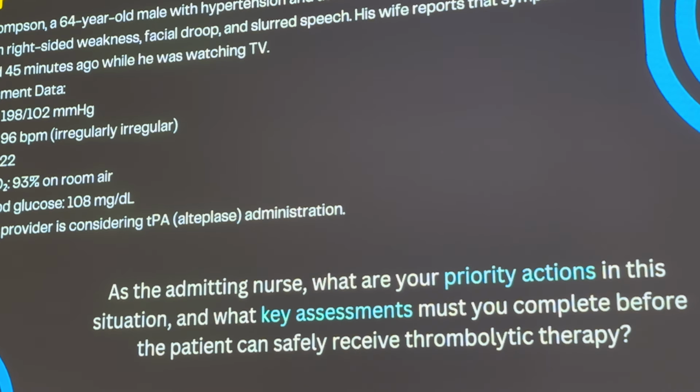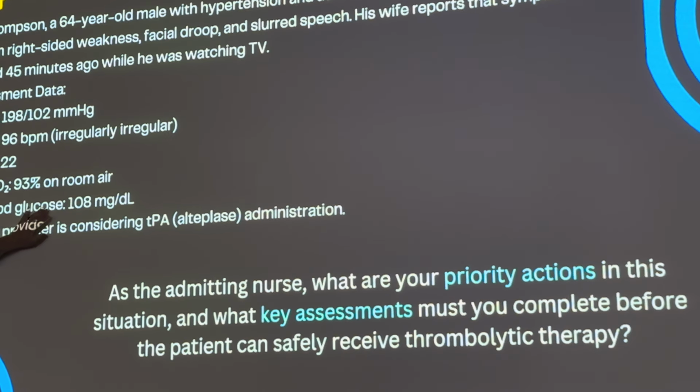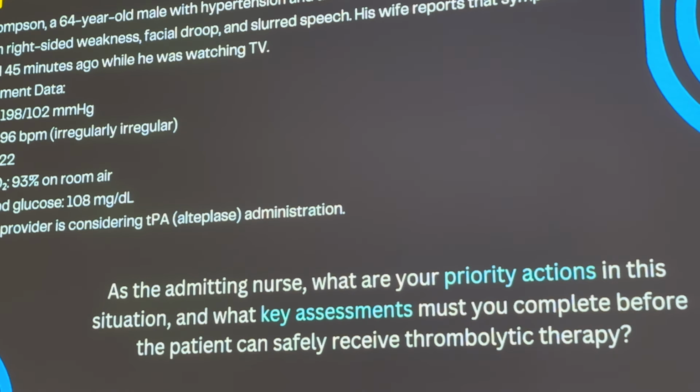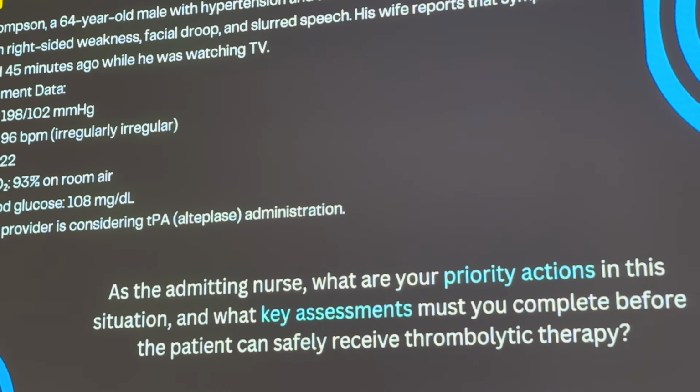So let's do immediate actions. First thing, they come in the room, what am I going to do? Get a history. Okay, we already kind of got a history, so I don't really need to worry about that. A baseline LOC. Baseline LOC, good neuro check. Okay, I like that. What else? Oxygen. Oxygen, because he's only on 93% on room air, so he needs a little bit of oxygen, right? Good. So would you do oxygen first or an LOC and neuro check first? I would do an LOC neuro check first. 93 is low, but not too bad. And then I can do oxygen administration.